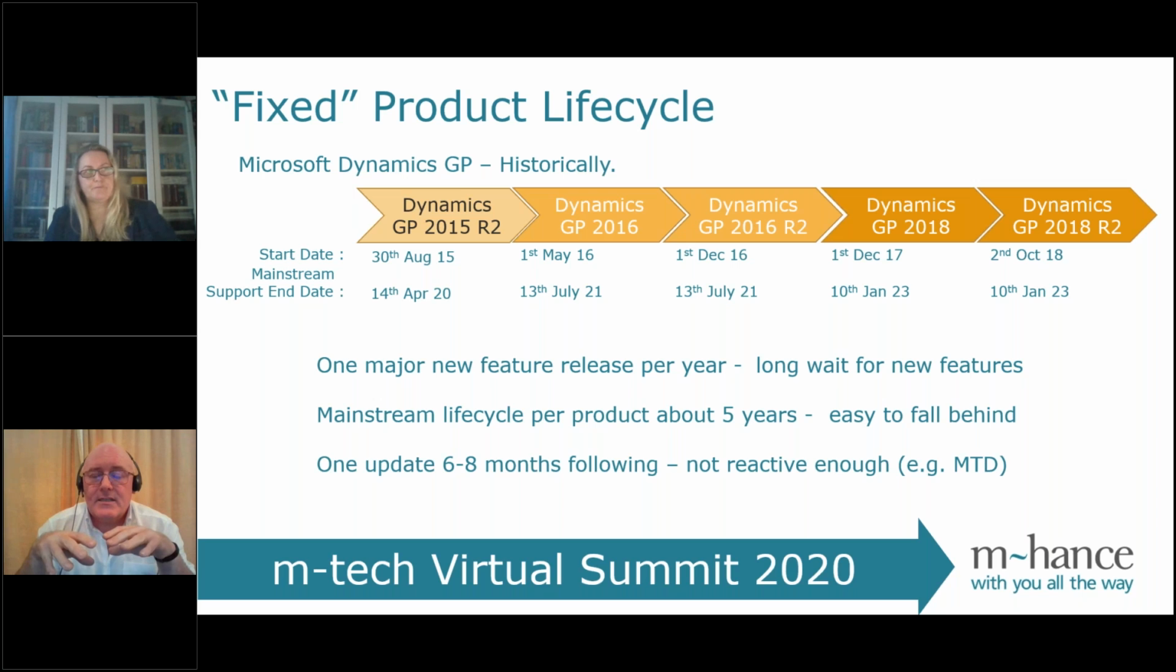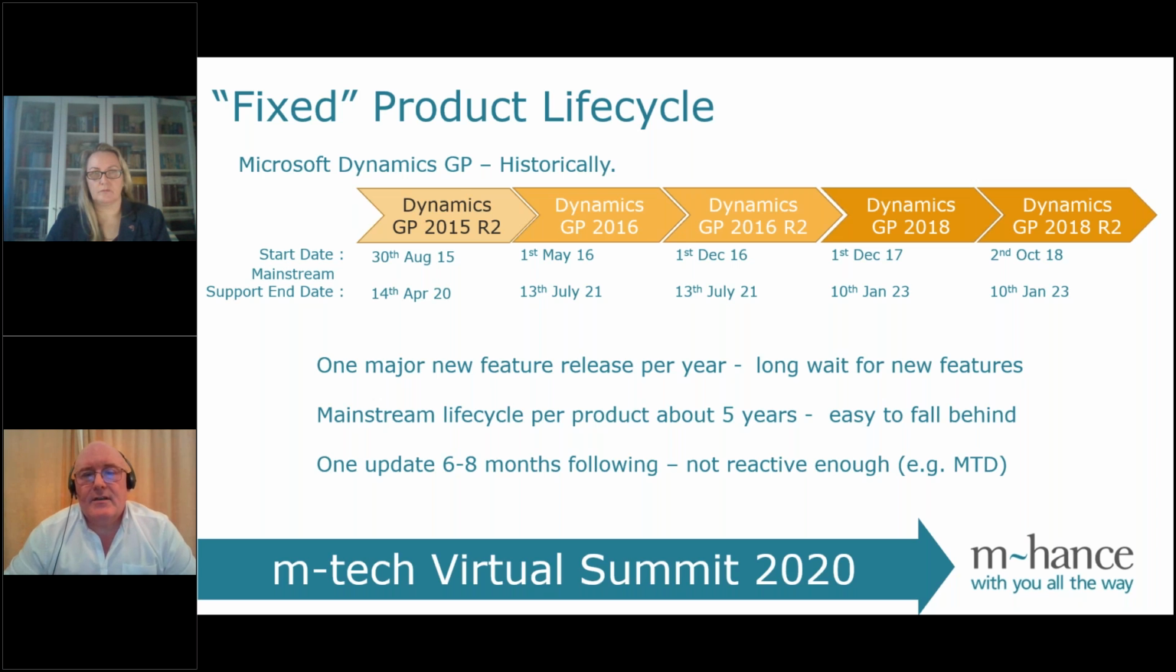So we mentioned that GP is going to be around for a while. We mentioned that things are changing though, and one of those changes is a change to the product life cycle. Historically, Microsoft would produce a product. So if we take a look there, you've got GP 2015 R2, which was launched in August 15. Typical life cycle for that would be 5 years mainstream support. And that would be one major release per year, which would include new features. And then what there would typically be, sort of 6, 8 months later, would be a follow-up release, providing bug fixes, taxation updates, things of that nature.